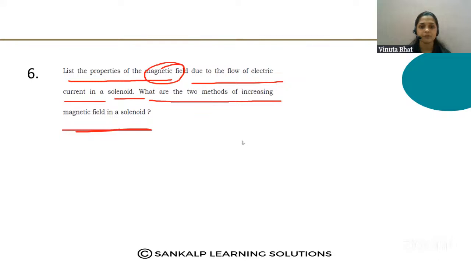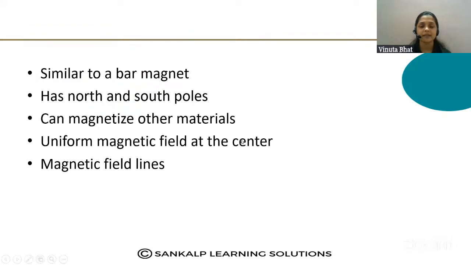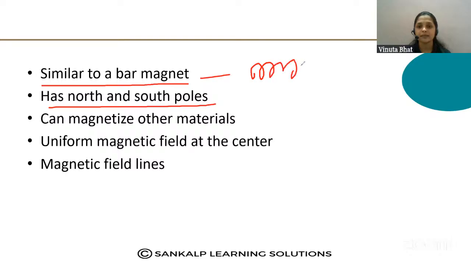First question: what are the characteristics of the magnetic field in a solenoid? Here, similar to a bar magnet, it has north and south poles. So that solenoid magnetic field is similar to the bar magnet. A bar magnet looks like this, and it is similar to that, which has the north and south poles.